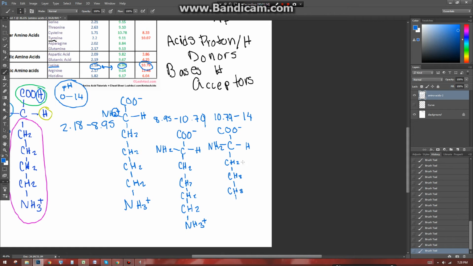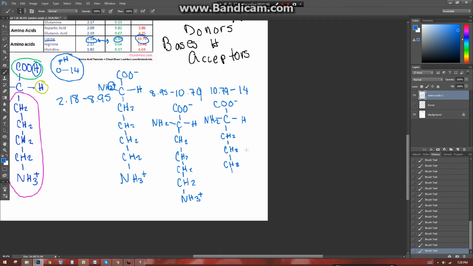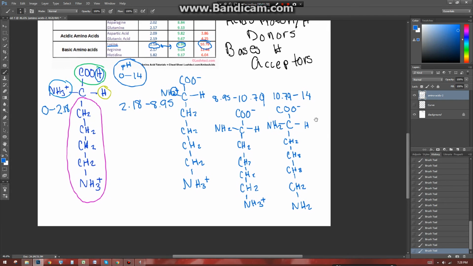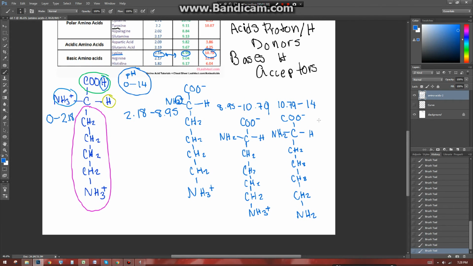You can see these carbons are keeping their hydrogens. Those aren't going to come off at all. That's pretty stable. And then this is going to be NH2. And that's it. Those are the only hydrogens that this amino acid is going to lose the whole time.